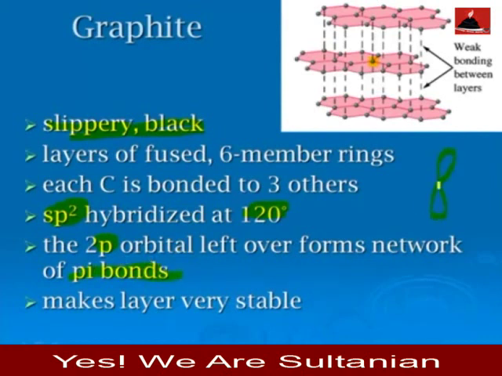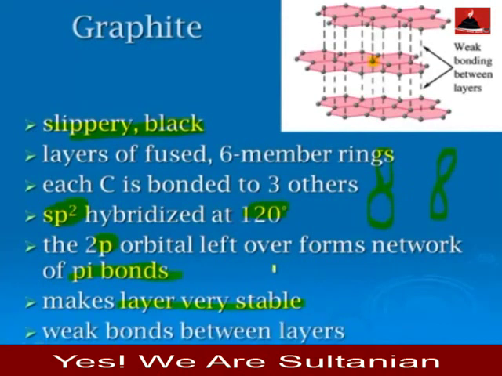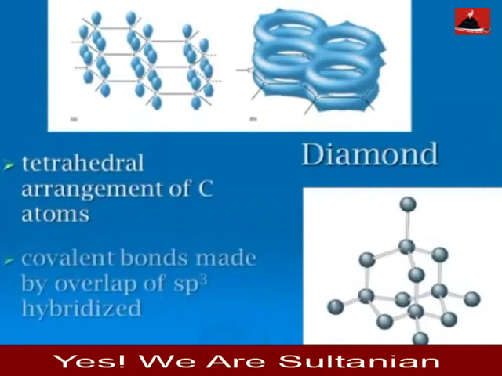So you've got these free roaming pi bonds that are going to share electrons, and they're going to help pull everything together. It makes the layers very, very stable. And there are weak bonds between the layers, so that's why they can slide past one another. So you get the pi bonding between all of these atoms, but weak bonding between the layers, which is why we use it in pencils, because the top layer slides off and the rest of it sticks together.